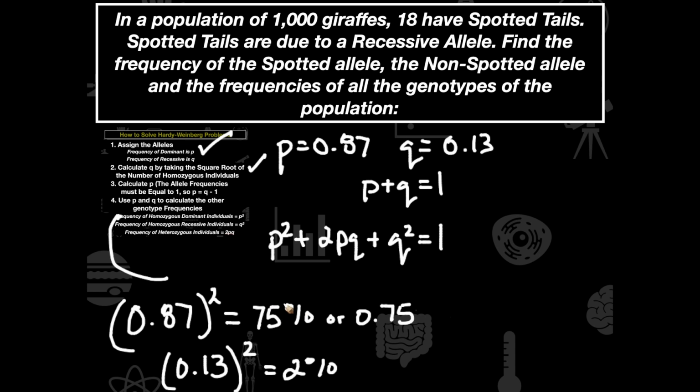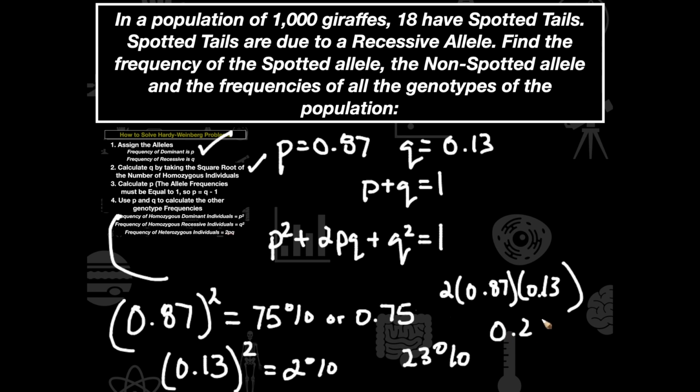Now, if I already have these two numbers, I don't have to do the 2pq calculation here. I can do 75 plus 2, which we know is 77%, and then 100 minus 77. So I know that 23% of the individuals in this population have to be heterozygotes, but I can do the calculation anyway. We would do 2 times 0.87 times 0.13, and I would get a value of 0.23, or 23%.